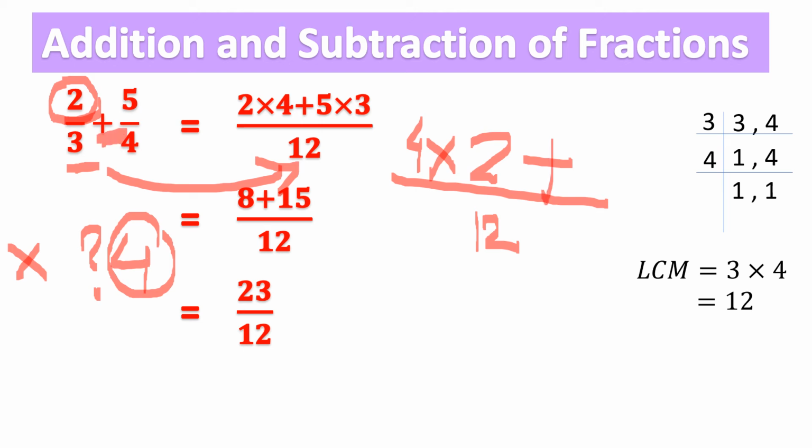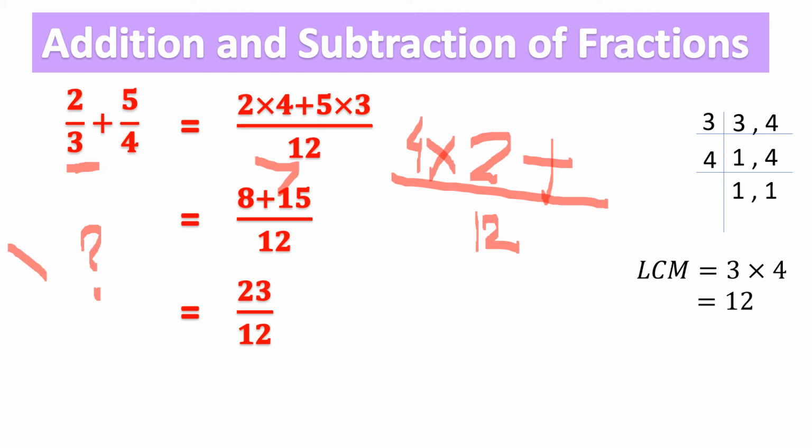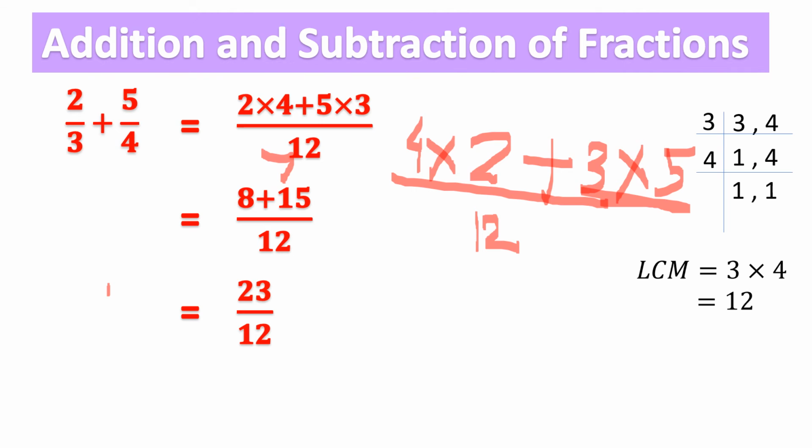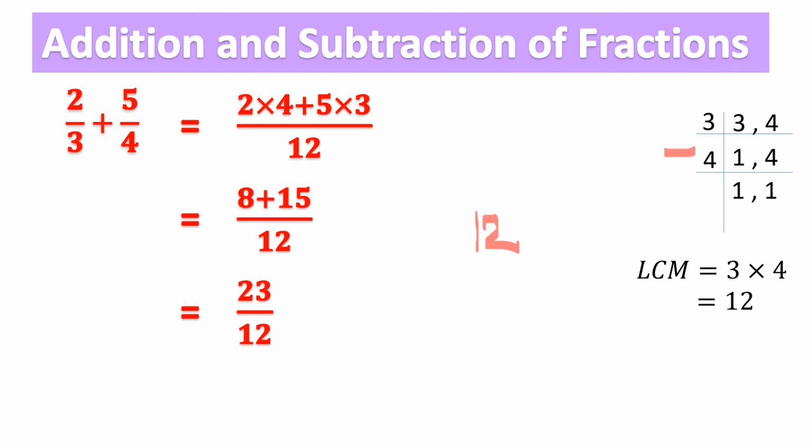Next you take 4. 4 into how much is 12? 4 into 3 is 12. So that 3 you'll write first, into the numerator. What is the numerator? 5. So that is how you got it. Understood? I hope you understood by my telling this many times. If you did not, please rewind the video from the point you did not understand, watch it again and clarify.